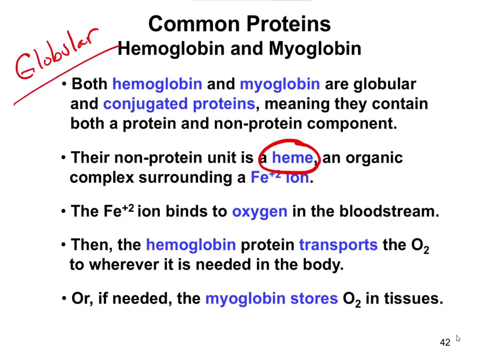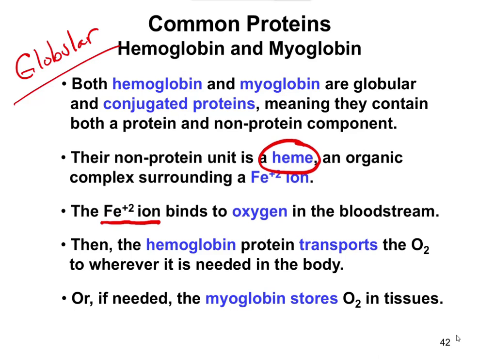The iron is specifically in the +2 state. If iron goes into the +3 state, that can cause a whole lot of problems in terms of your oxygen transport, so we don't want iron in the +3 state. Iron in the +2 state is able to bind oxygen in the bloodstream and then transport it throughout the body. What happens is the affinity of the oxygen to that iron changes with pH, and different tissues have different pHs.